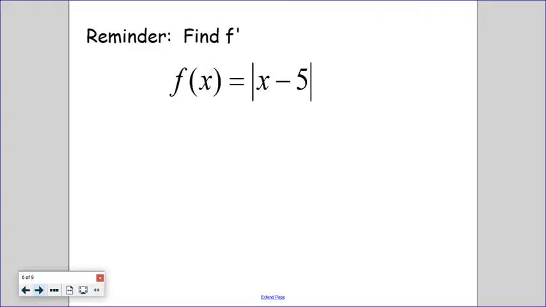So I'm going to give you guys some time here at the beginning to talk to your tables about this. If I told you it was an absolute value of x minus 5, there was a little trick to it when we were trying to find our derivative. So if you guys can remember what it was we did to attack this function.